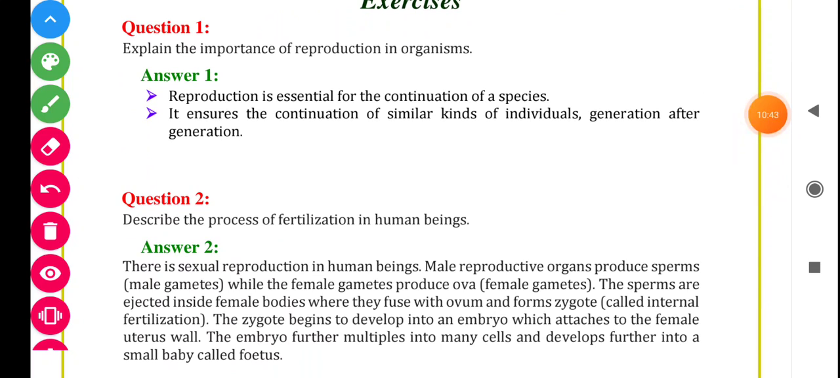So what is the importance of reproduction in organisms? First is, reproduction is essential for the continuation of the species. Means one species continues its generation year after year with this reproduction method. Second is, it ensures the continuation of similar kinds of individuals generation after generation.